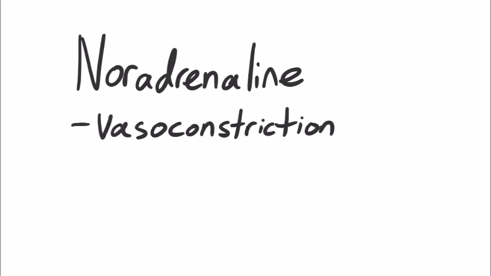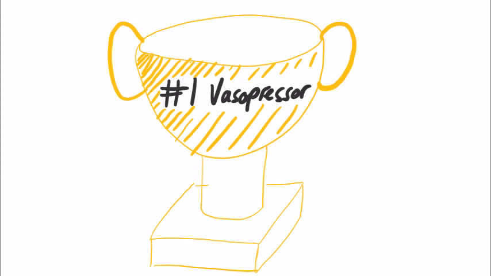Noradrenaline causes vasoconstriction, except for in the coronary and cerebral vascular beds. By and large, it acts through alpha-1 receptors, and for this reason is actually our first choice of vasopressor drug for patients in cardiogenic shock.